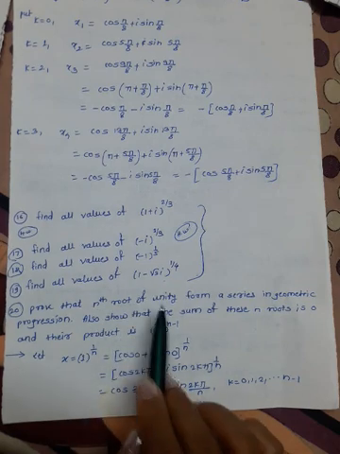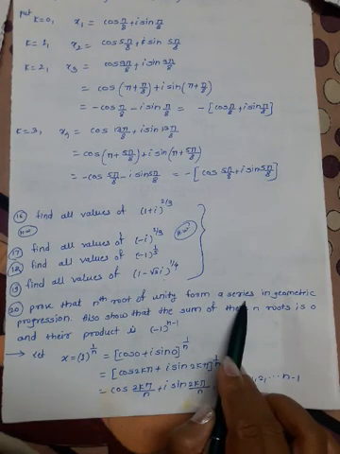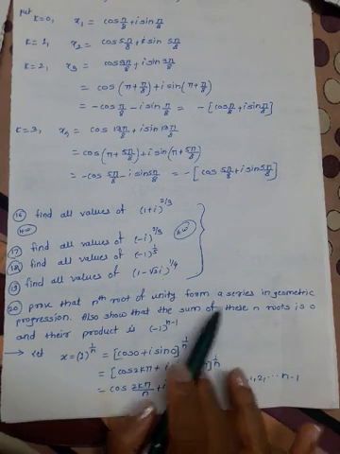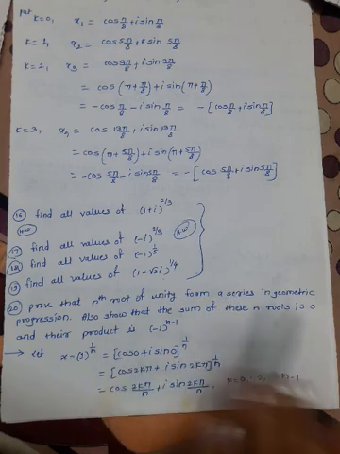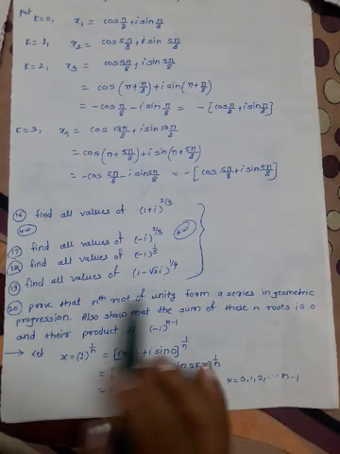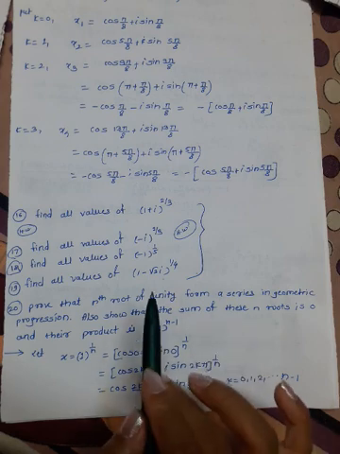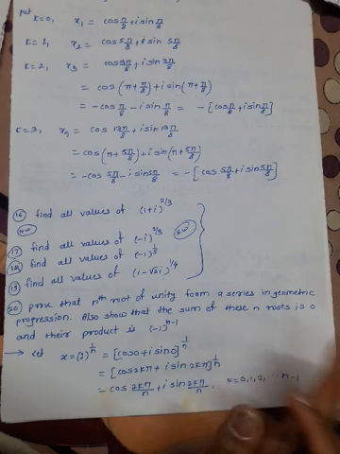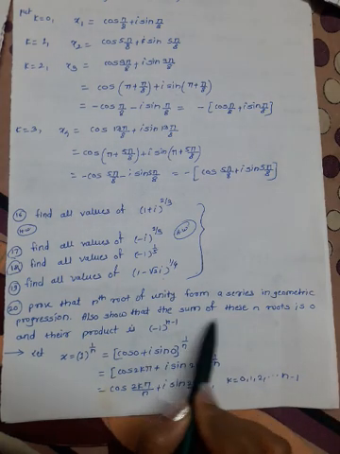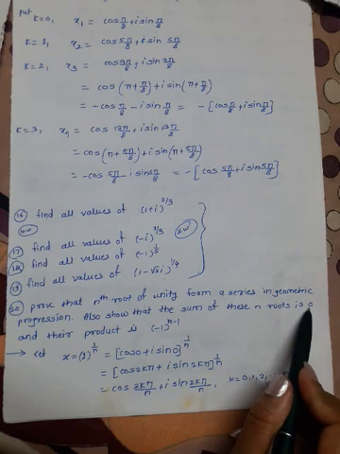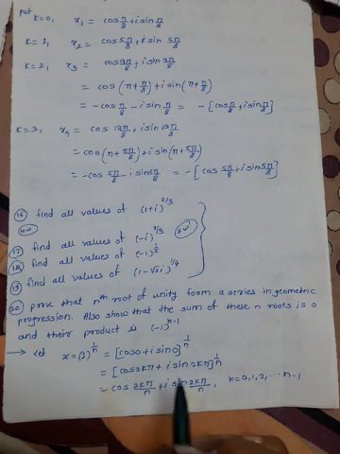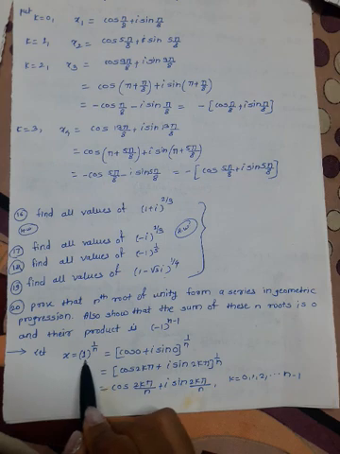Prove that the nth roots of unity form a series in a geometric progression. We have to find the nth roots of unity, and we have to show that those roots form a geometric progression. That means it has a first term, and it has a common ratio after the second term. And also show that the sum of these n roots is 0 and their product is minus 1 raised to n minus 1. Okay, let us start.